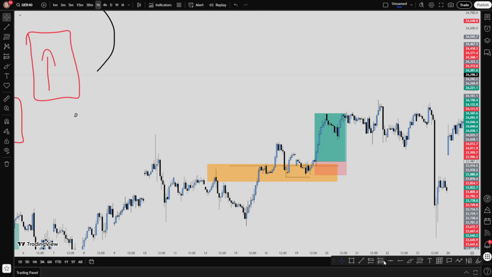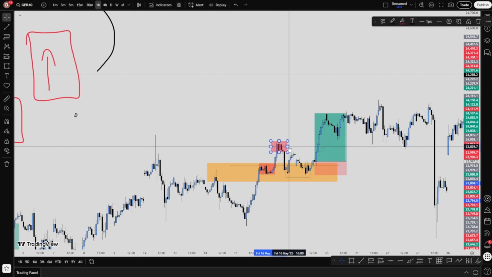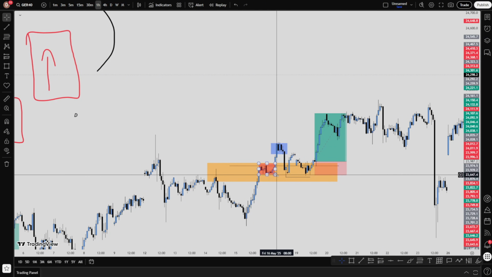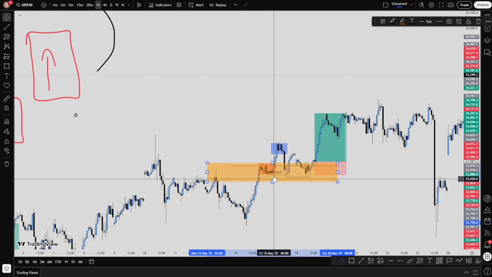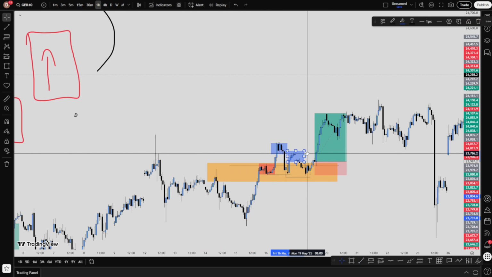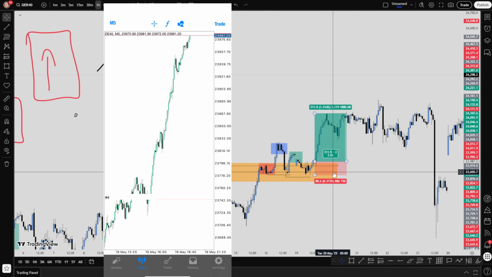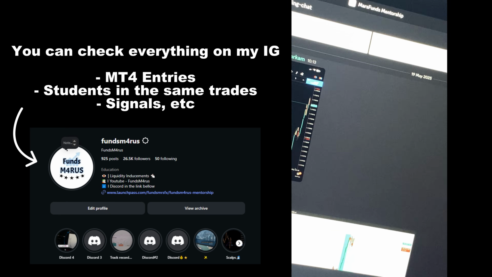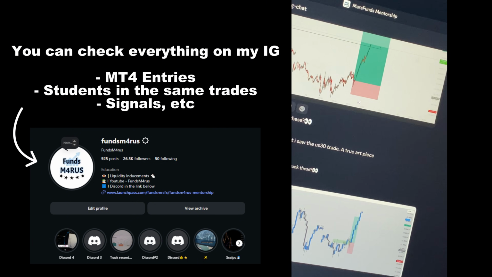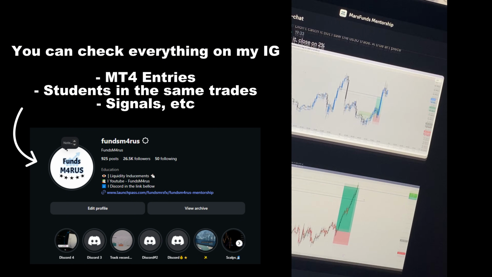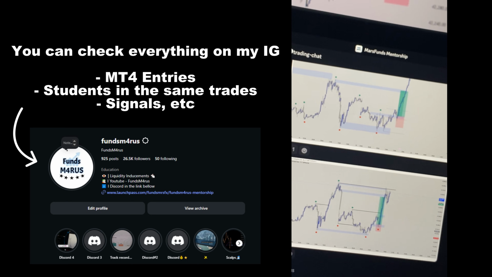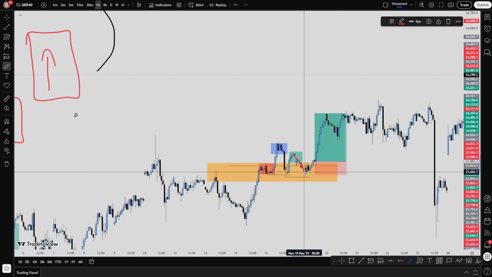In this case, for most people, this looks like accumulation, manipulation, and after we broke below this low on a low time frame, they'll be selling from this level as a distribution. But as you can see, instead of selling, I entered buys, because for me, this movement to the downside was just manipulation.